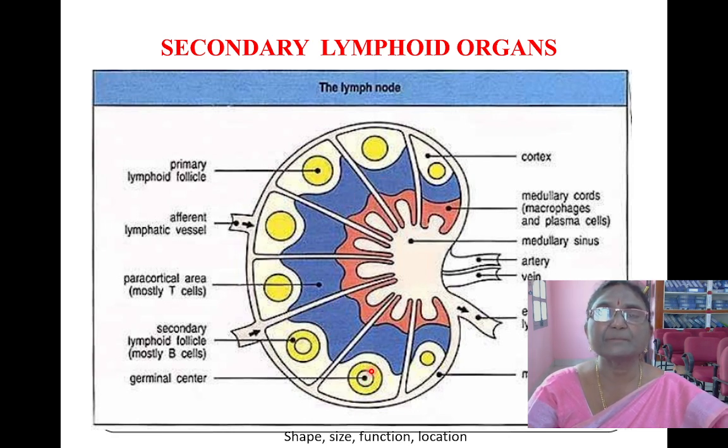The middle part is the paracortex, and the inner region is the medulla. In the medulla, lymphocytes are arranged along connective tissue fibers, known as medullary cords. These medullary cords are separated from one another by a large space, the medullary sinus. This medullary sinus contains macrophages, plasma cells and phagocytes.